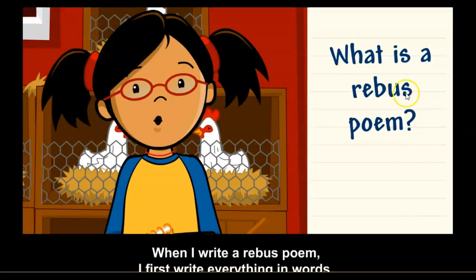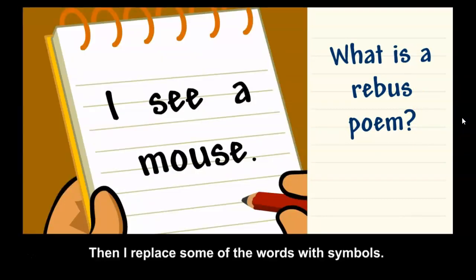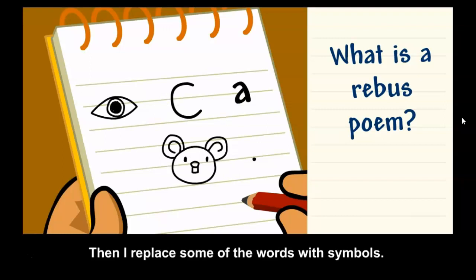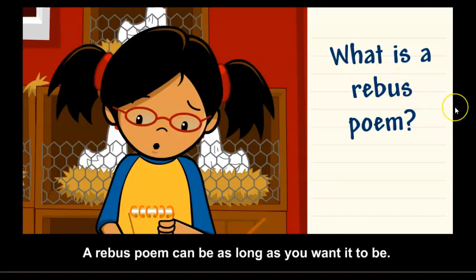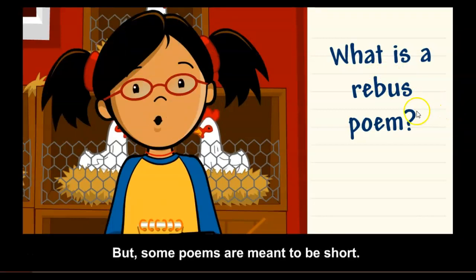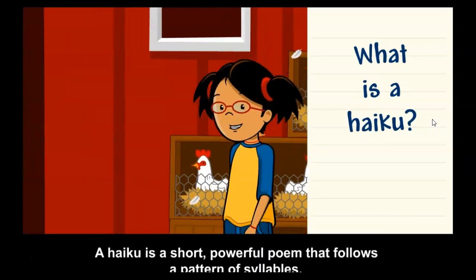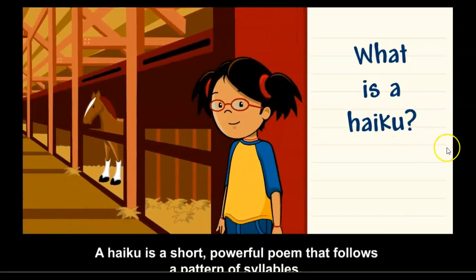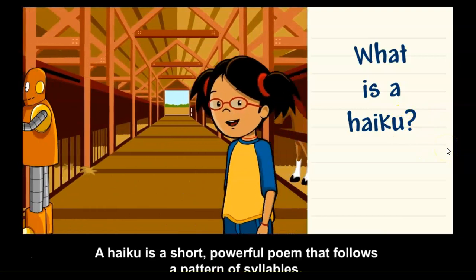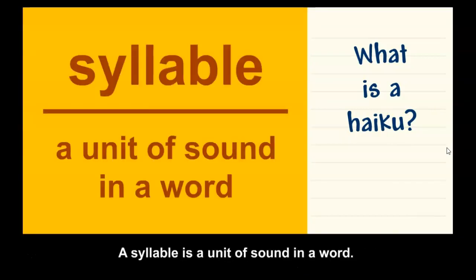When I write a rebus poem, I first write everything in words. Then I replace some of the words with symbols. A rebus poem can be as long as you want it to be, but some poems are meant to be short. What is a haiku? A haiku is a short, powerful poem that follows a pattern of syllables. A syllable is a unit of sound in a word.